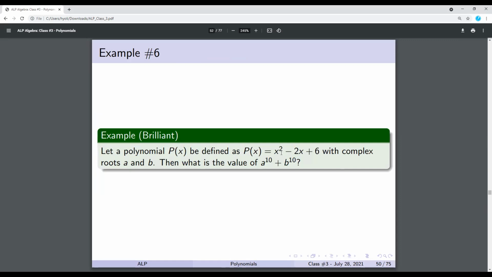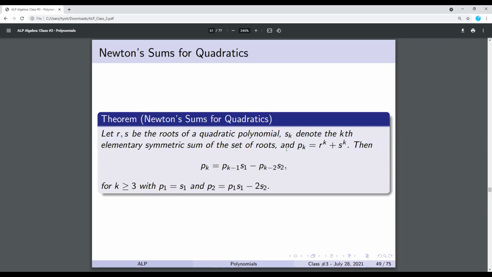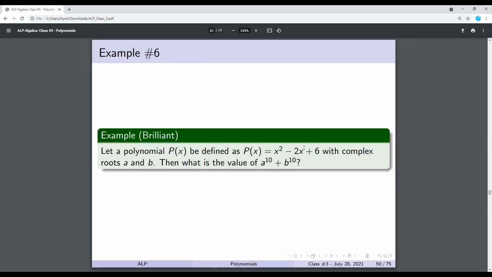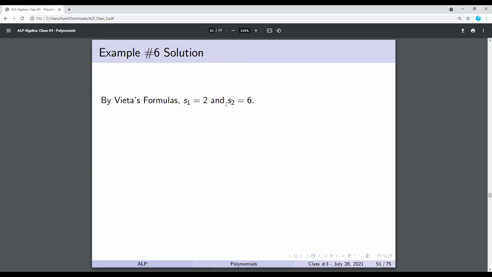We have a polynomial where P of x is x squared minus 2x plus 6 with complex roots a and b. What is the value of a to the power of 10 plus b to the power of 10? This is basically straight up Newton's sums because this is just P of 10. So we know that S of 1 equals 2 and S of 2 equals 6. So using what we know from Newton's sums, we know that P of k equals 2P of k minus 1 minus 6P of k minus 2.